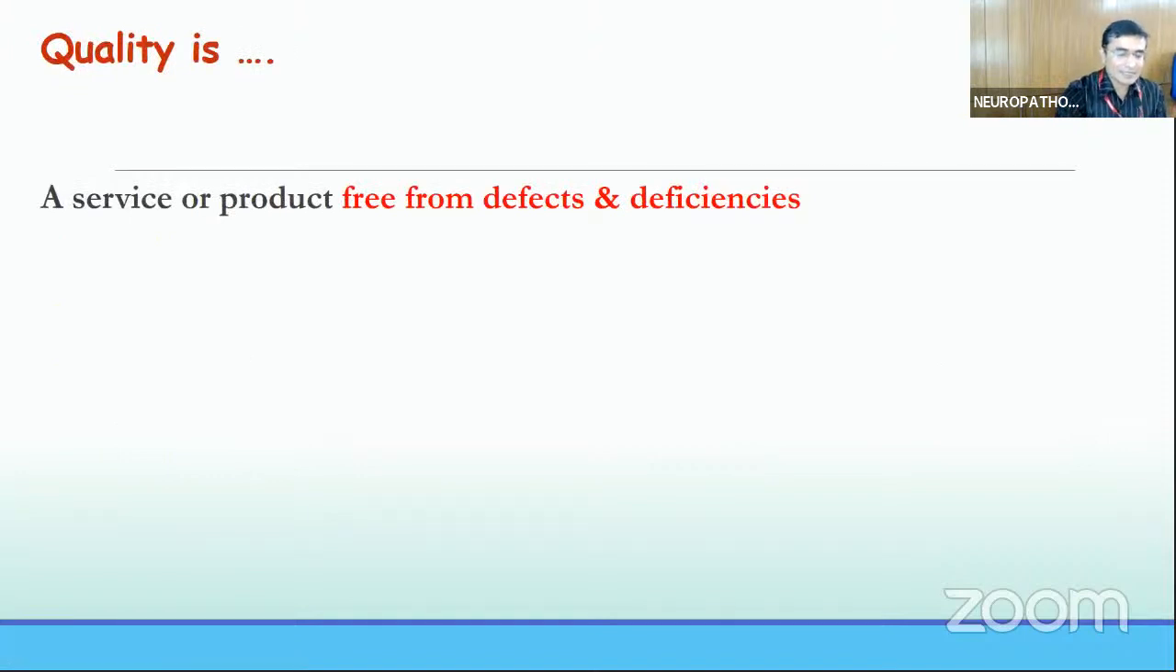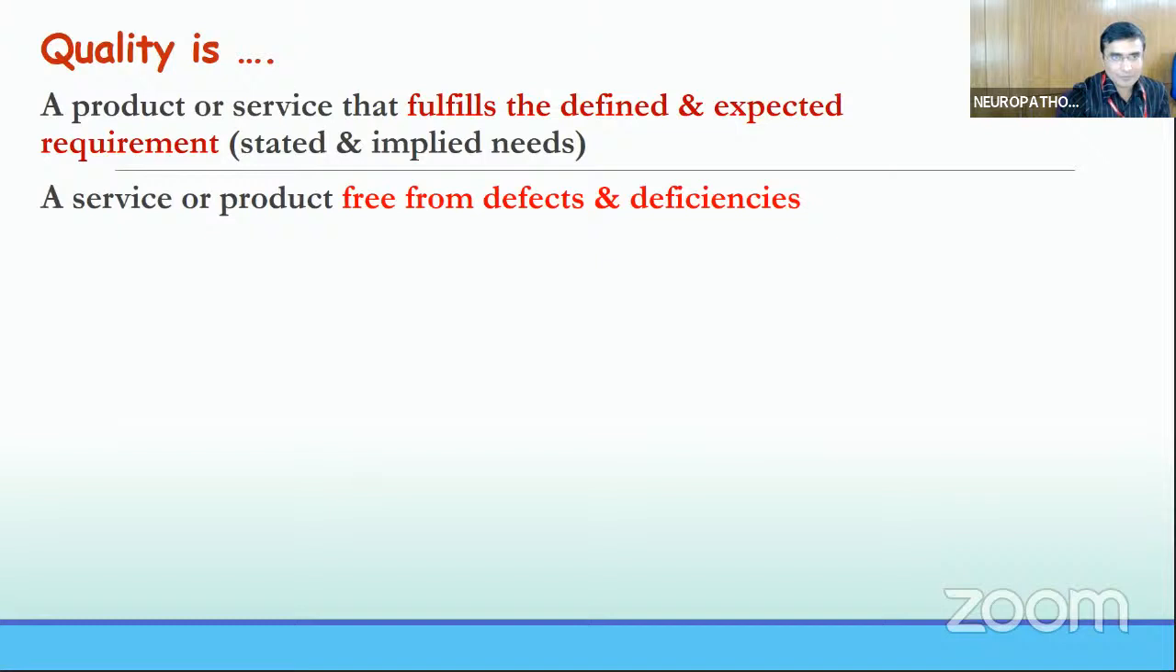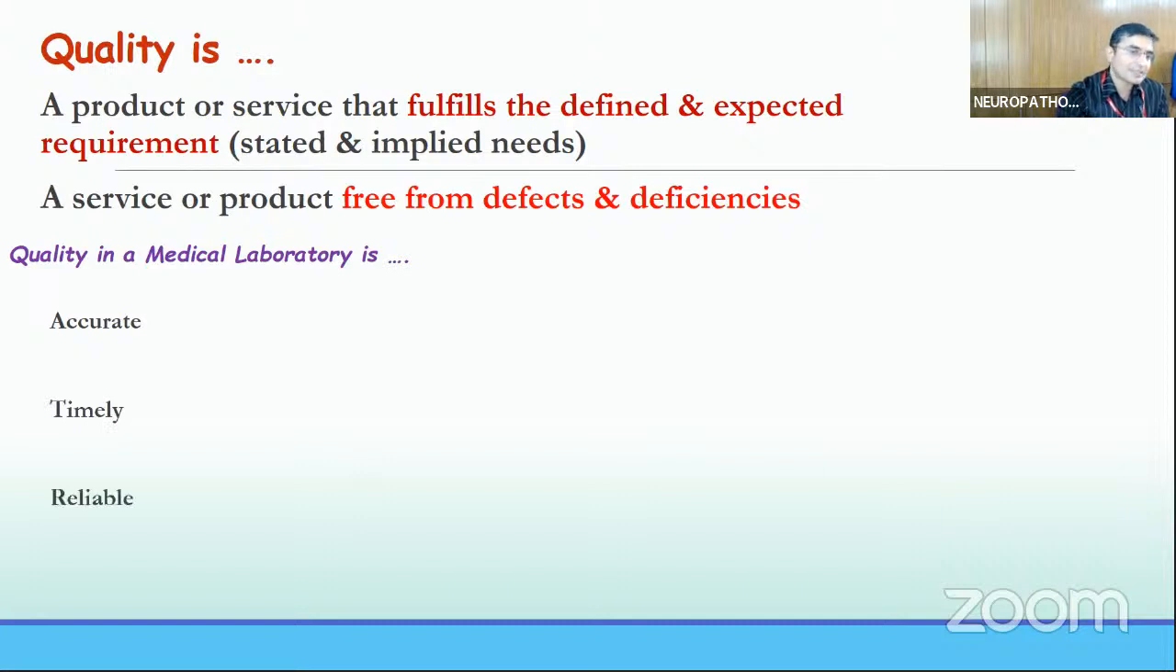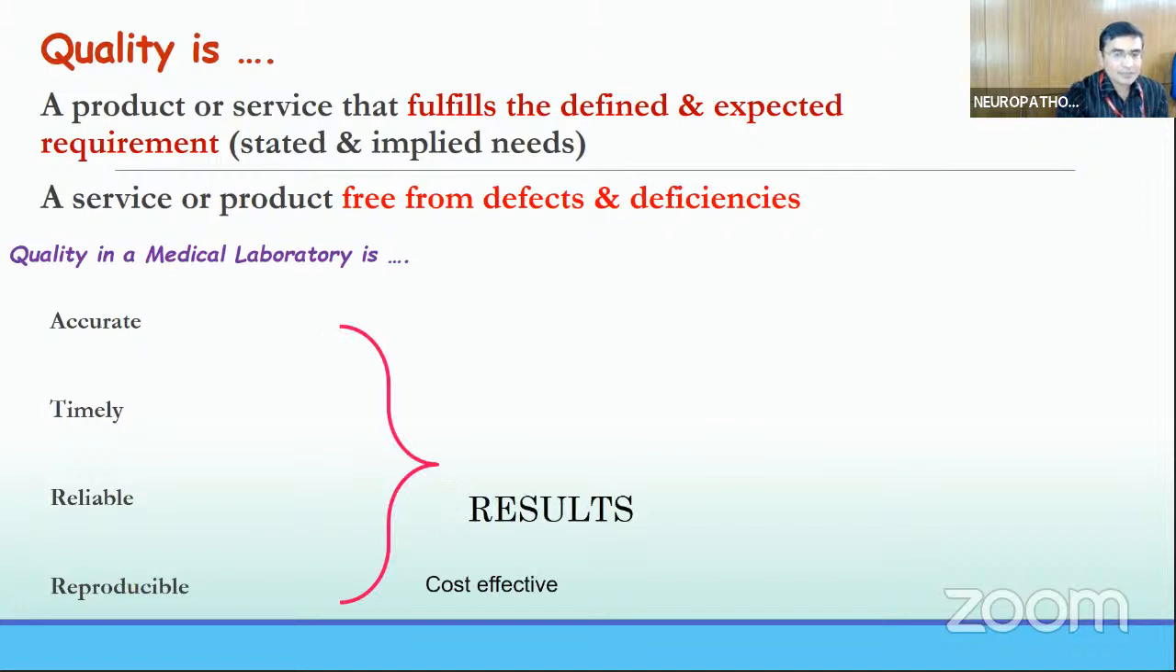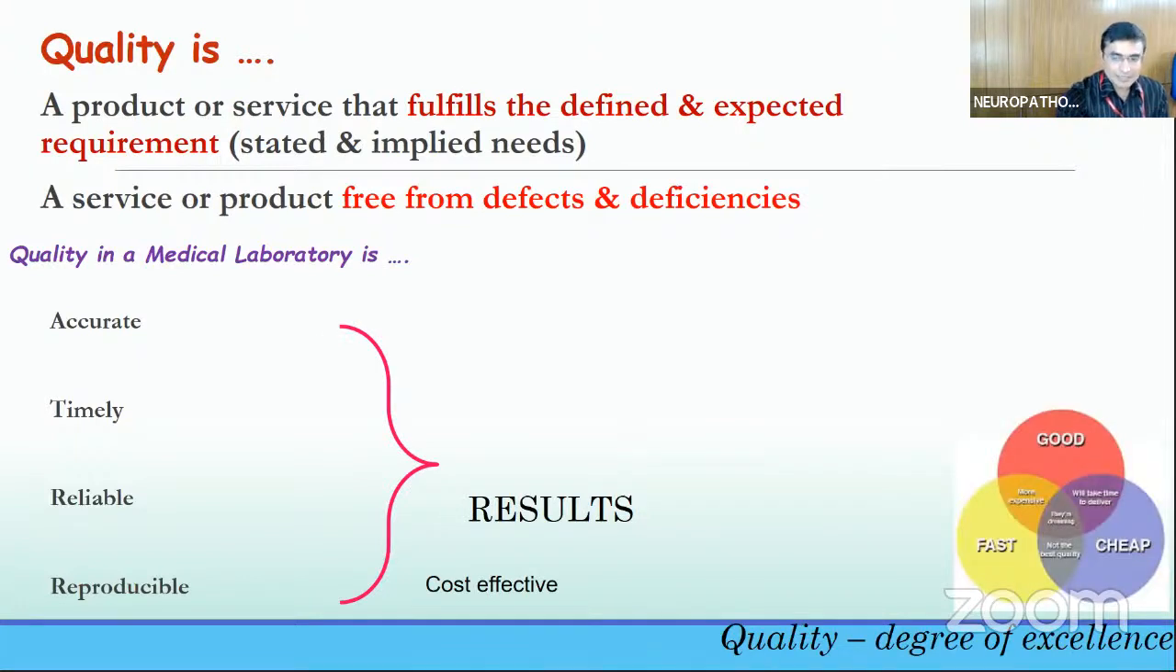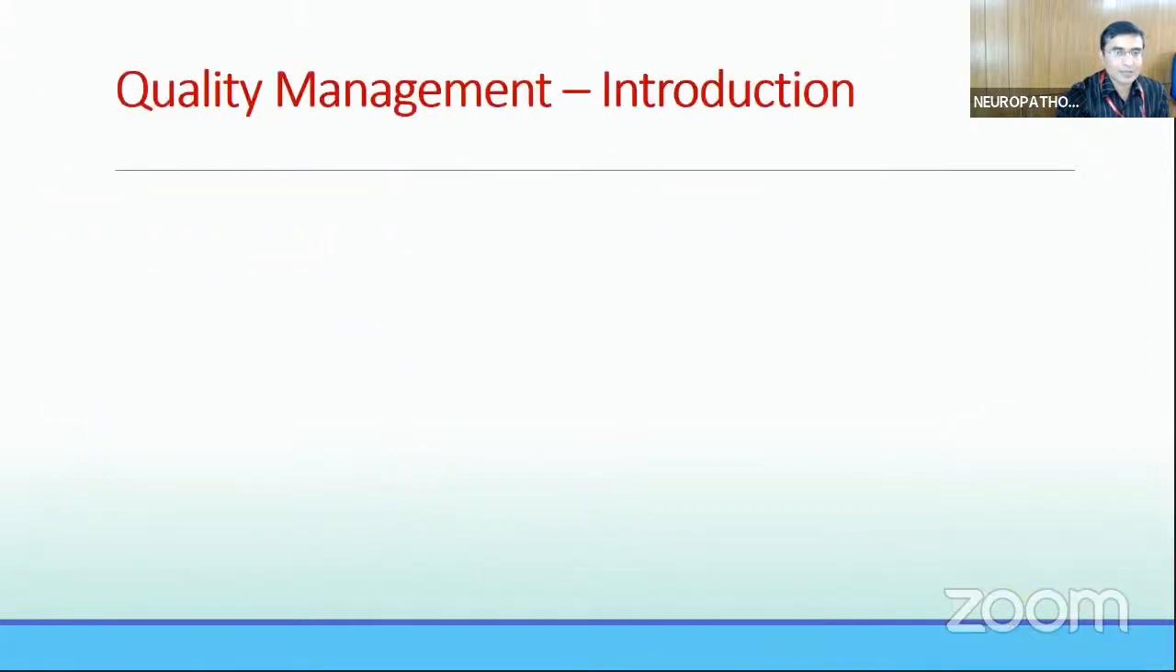Now, quality, what is quality? In general understanding, a service or a product which is free from defects and deficiencies is referred to as a product or service of good quality. So when a product or service fulfills the defined or the expected requirement, it is said to meet the quality requirements. But from a medical laboratory point of view, quality, when translated into practice, refers to providing accurate, timely, reliable, and reproducible results. But at the same time, it has to be cost effective. So quality is a measure or a degree of excellence or good practice.